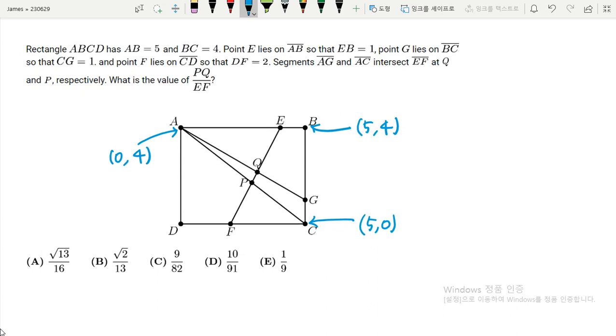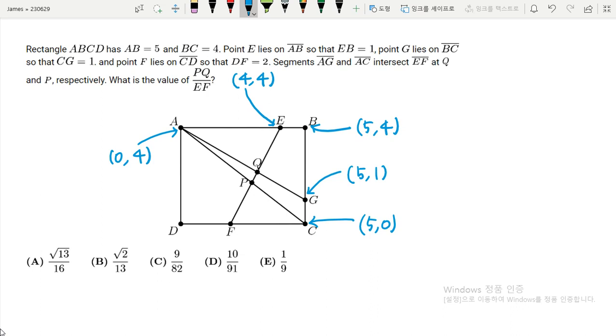And because the length of EB is 1, what will be the coordinates for E? At this point, it's 4 and 4, right? Because we subtract 1 from 5. Like this. And the length of CG is 1, so what will be the coordinate for G? 5 and 1, because it's 1 unit up, G.